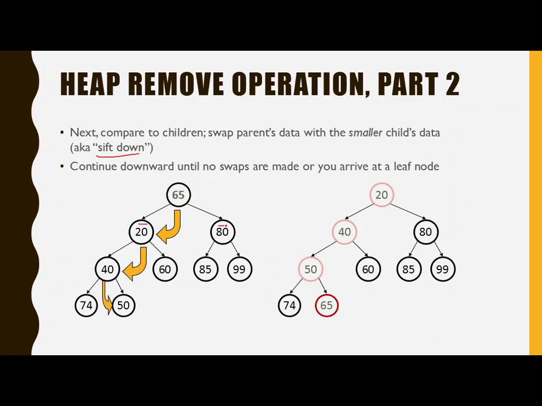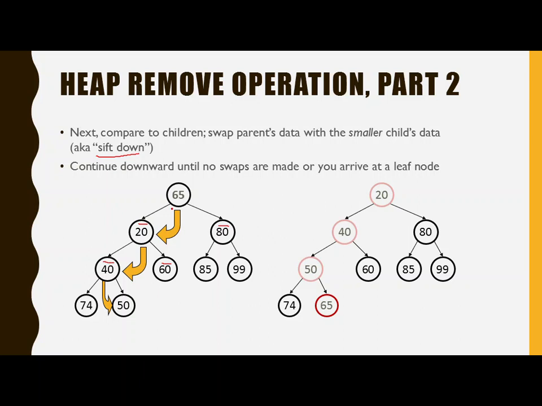We look at the 20 and we look at the 80 and we say, okay, 20 smaller, and is this bigger than the smallest child? If so, swap it. So the 20 moves up and the 65 moves down. Then the 65 is now sitting here. We look at the two children, the 40 and the 60, 40 smaller, so we compare the 65 to the 40.